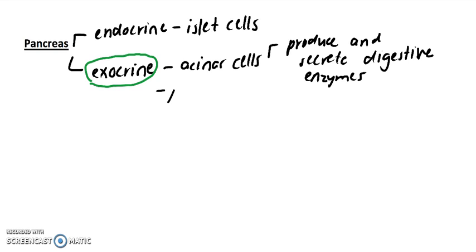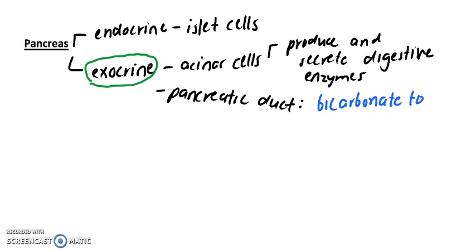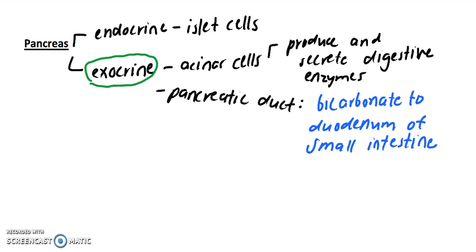Second, the pancreatic duct also has a function. This secretes bicarbonate. The cells that line the pancreatic duct send bicarbonate to the duodenum of the small intestine. So what's the purpose of sending bicarbonate there?